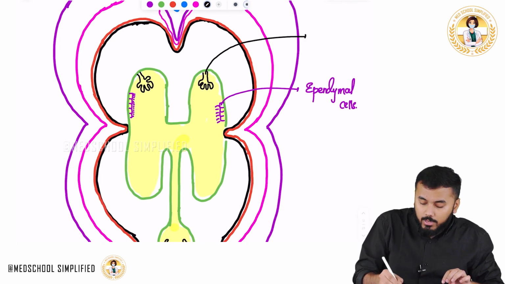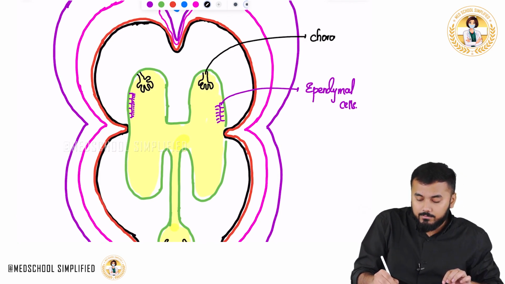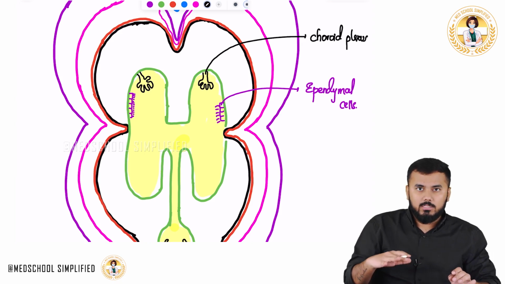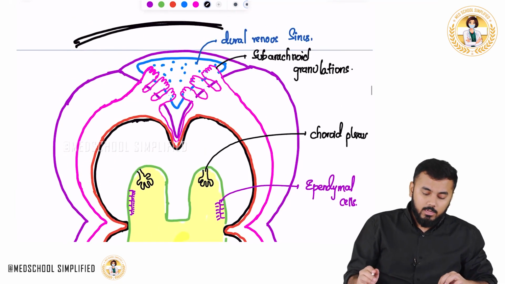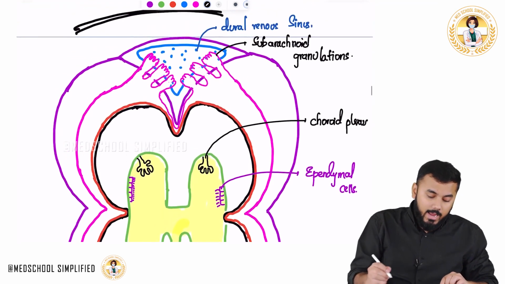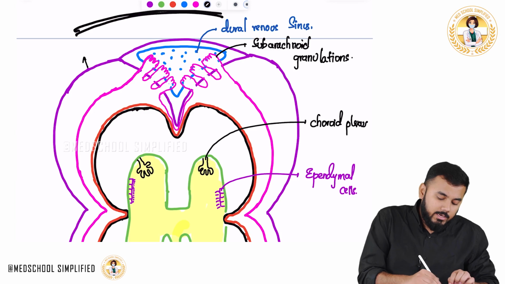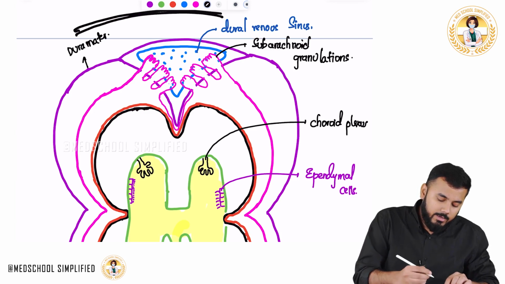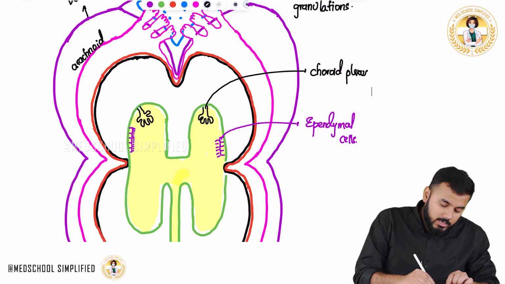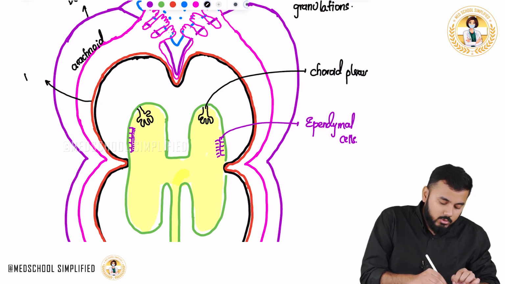What is the use of choroid plexus? I will tell you in a minute. So first of all, let me name all these things and then I will discuss the important things. This is the dural venous sinus, this is the subarachnoid granulations, this one over here is your dura mater, and this one over here is your arachnoid mater, right? And the innermost layer here, you call this your pia mater.